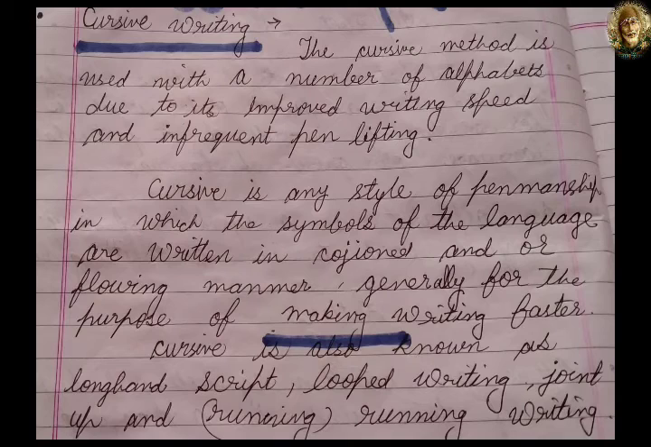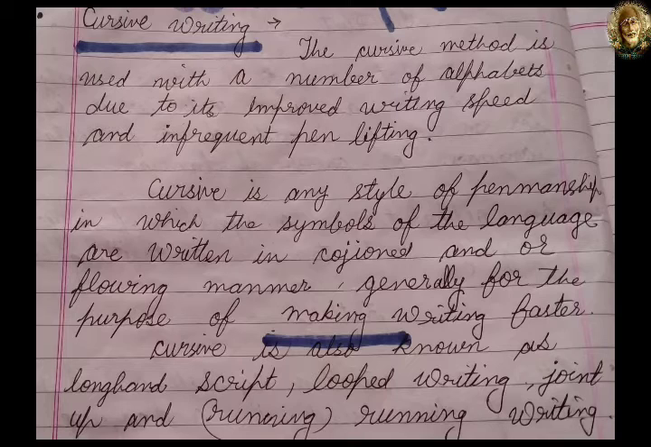What is cursive writing? Cursive writing is a method used with a number of alphabets due to its improved writing speed and infrequent pen lifting. Is that clear? Cursive is any style of penmanship in which the symbols of the language are written in conjoined and flowing manner, generally for the purpose of making writing faster.